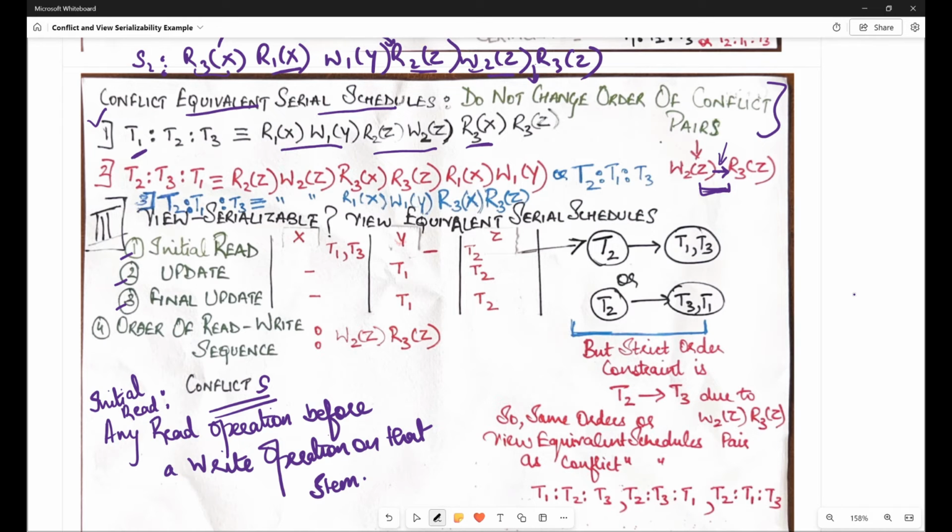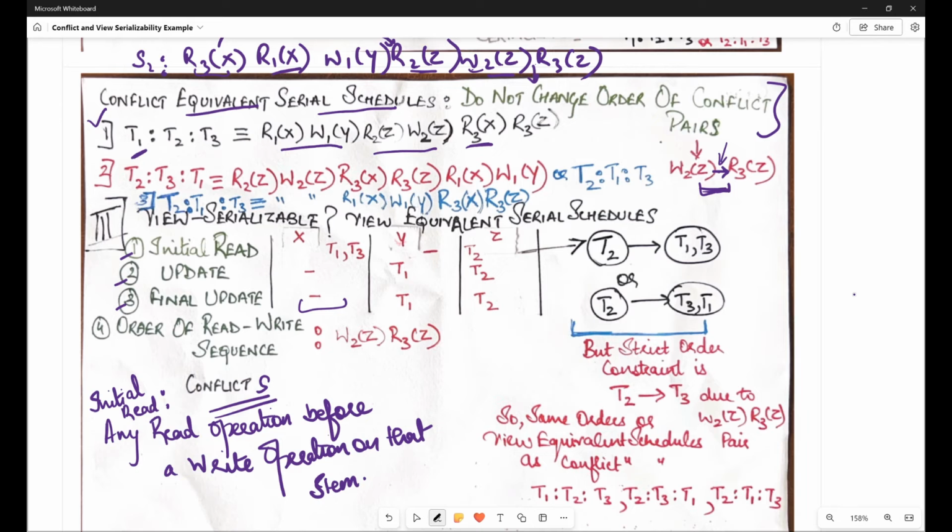And for final update, which transaction is finally updating it? No one is updating it, so how will anyone finally update it? So this is also kept blank. That means there is no constraint that we get from item X. So this is not our concern now. We don't need to look at X. Nothing important has been found here.